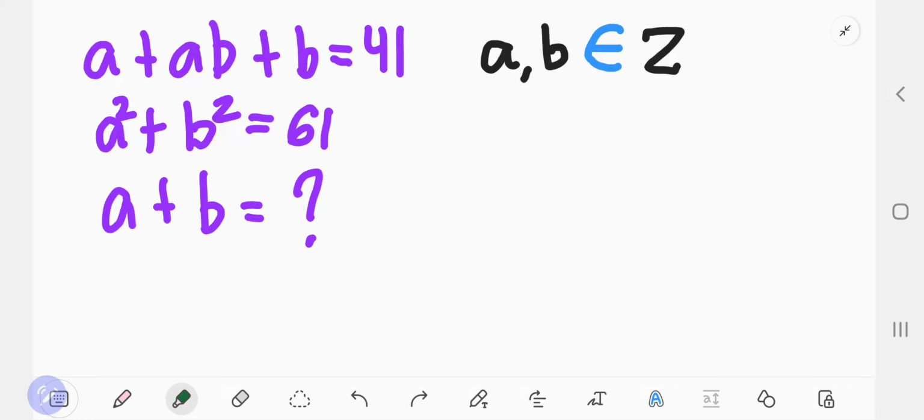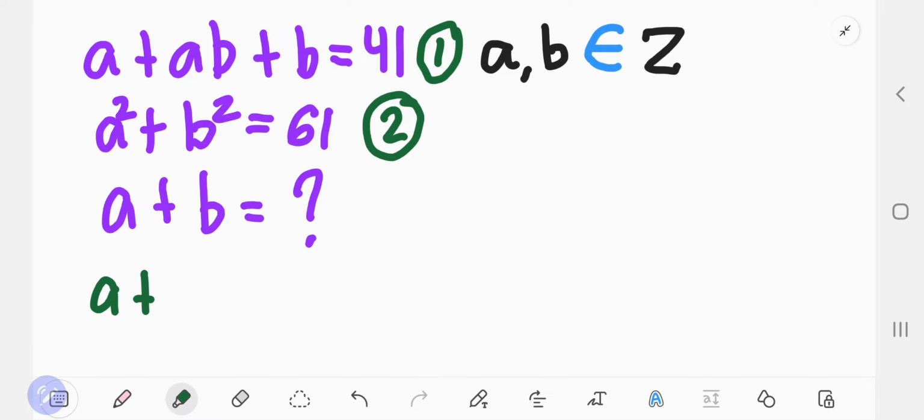Let's designate a plus ab plus b equal to 41 as equation number 1 and a squared plus b squared equal to 61 as equation number 2. Let's focus on equation number 1. We are going to copy it down. A plus ab plus b is equal to 41.